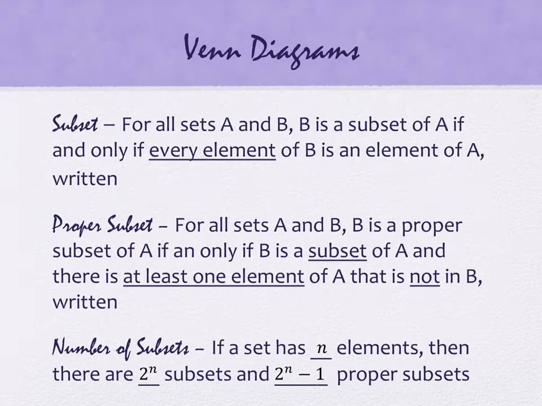Now a subset looks like the following. If you have sets A and B, we would say that B is a subset of A if and only if every element of B is an element of A. And it's written like this. You write B, and it kind of looks like a U on its side, or a sort of elongated C with a line underneath it. B is a subset of A.